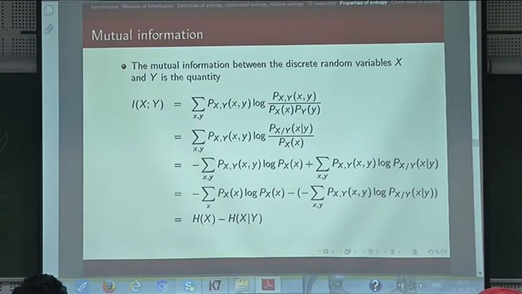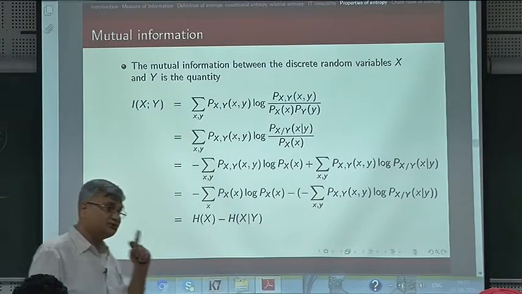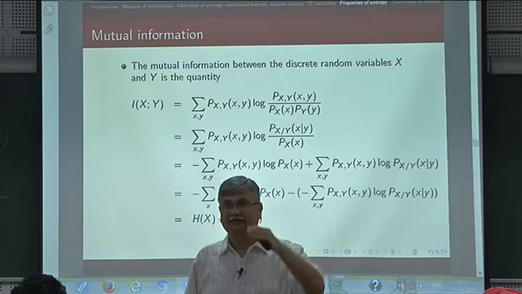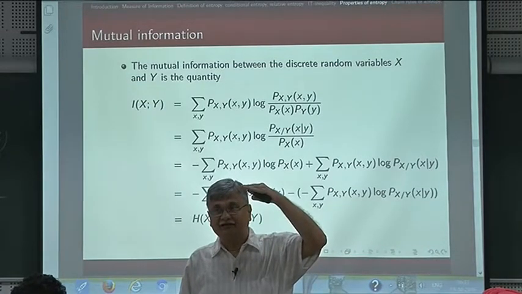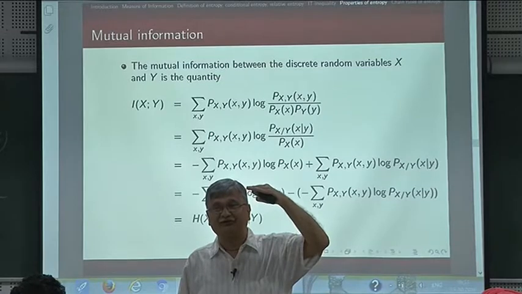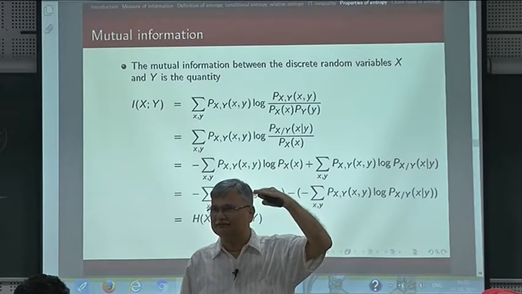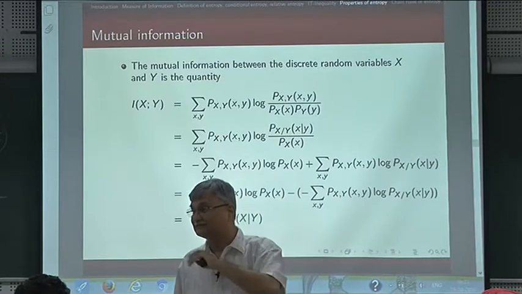And why is mutual information very important? Because mutual information will lead us to that number which we started with at the very beginning, that number above which the information rate cannot go. For any communication channel, we said that if the information rate is below a number, capacity.